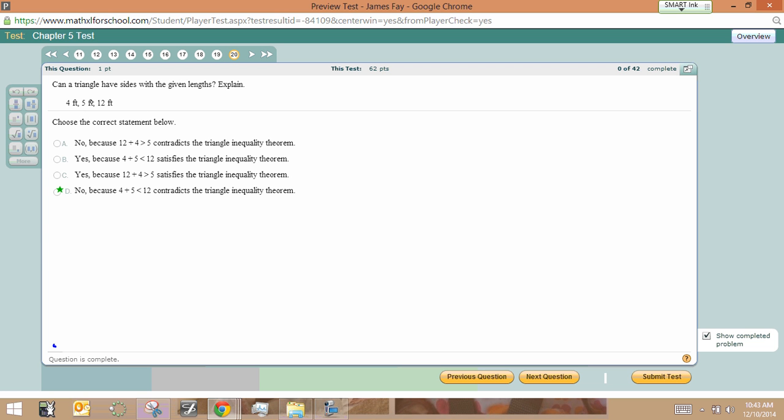Can these three segments create a triangle? You take the smallest two, add them together, and you get 9. And you compare 9 to the last side, which is 12. This number of 9 has to be bigger than 12 for you to be able to create a triangle. So our answer is no, because 4 plus 5 is less than 12, and that contradicts the triangle inequality theorem.